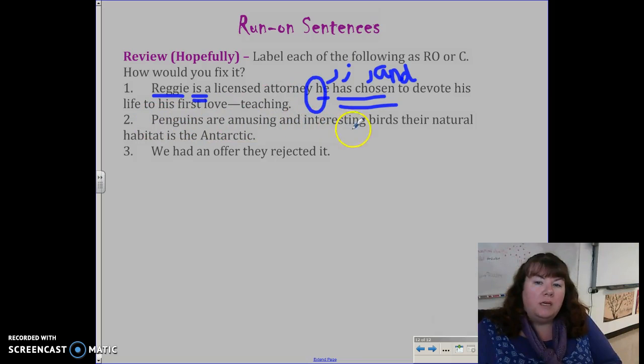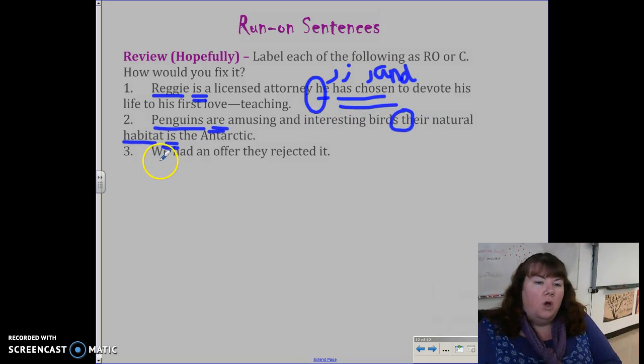Okay, penguins are amusing and interesting birds. Their natural habitat is the Arctic. So if we underline subjects and verbs, actually it should just be "are" that's underlined, not "amusing." Let me fix that really quick. Okay, back to it: penguins are interesting birds. Their natural habitat is the Antarctic. So habitat is your subject, is your verb. And again, penguins are amusing, interesting birds, their natural habitat. So here, in between the two clauses, we need another joiner. The joiner could be the same thing as it is here, because it is two independent clauses.